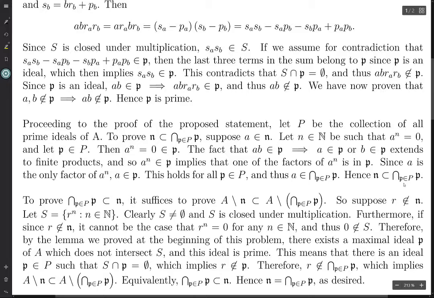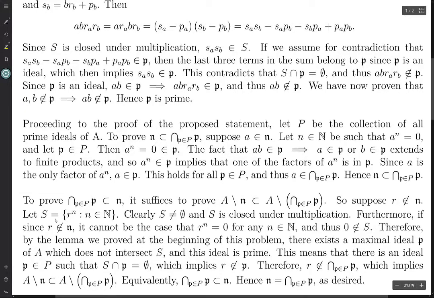Alright. Now for the other direction. This one's not trickier, it's just not quite as obvious how to go forward. We want to prove that the intersection is contained in N. It turns out it's easier to prove that A is contained in B if and only if the complement of B is contained in the complement of A. So we're going to prove that the complement of N is contained in the complement of the intersection. Suppose we have an element r which is not in N.